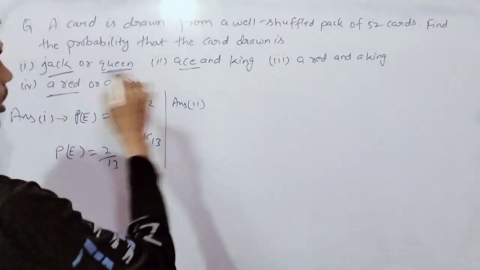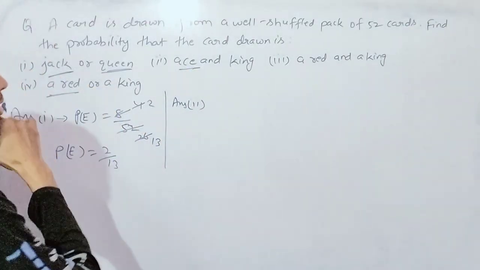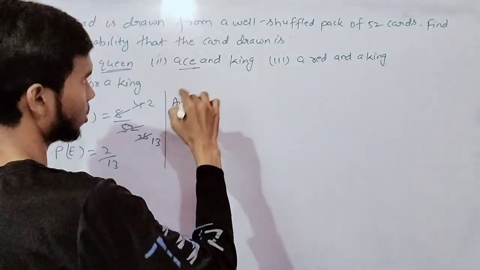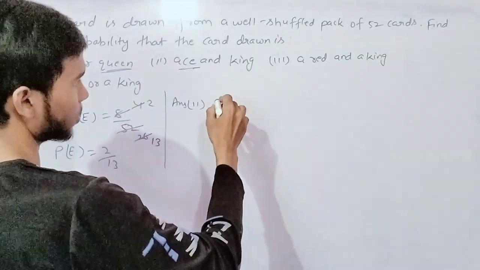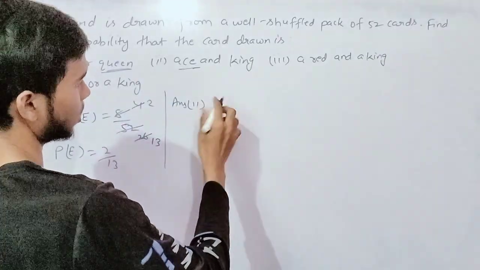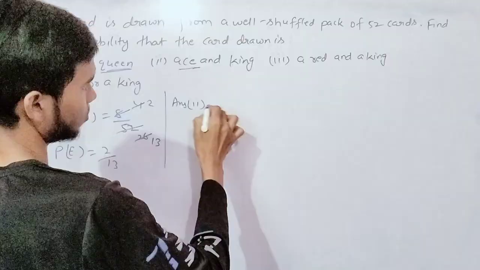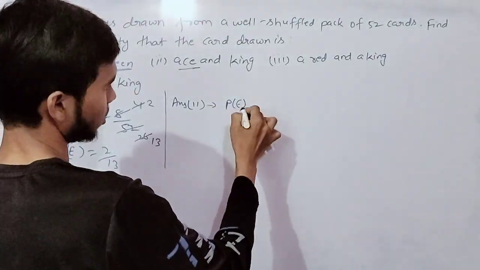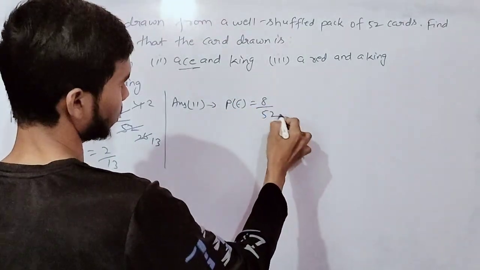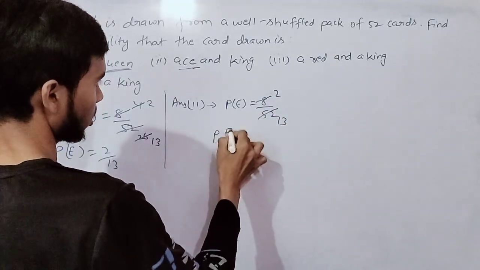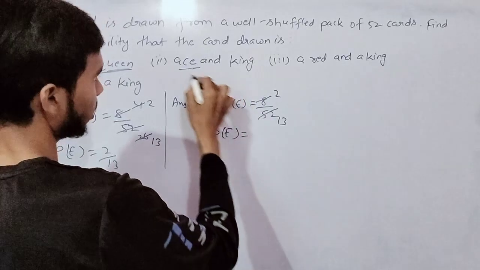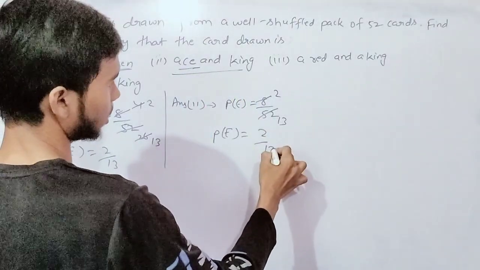Now, what about this? The number of kings in 52 cards is four. So it is 8 upon 52, the same, 2 upon 13. The probability of this is 2 upon 13.